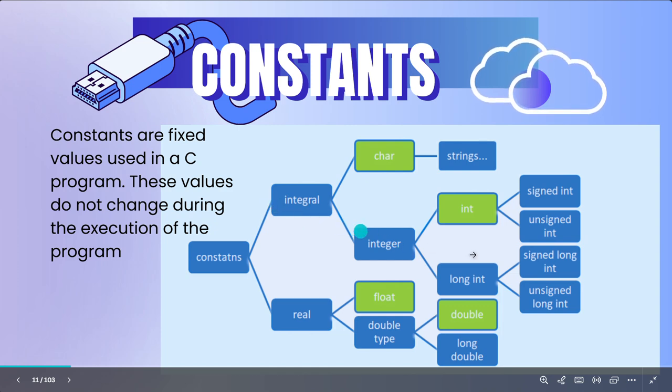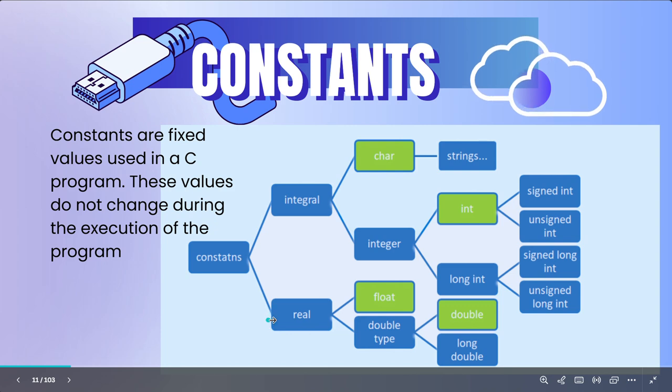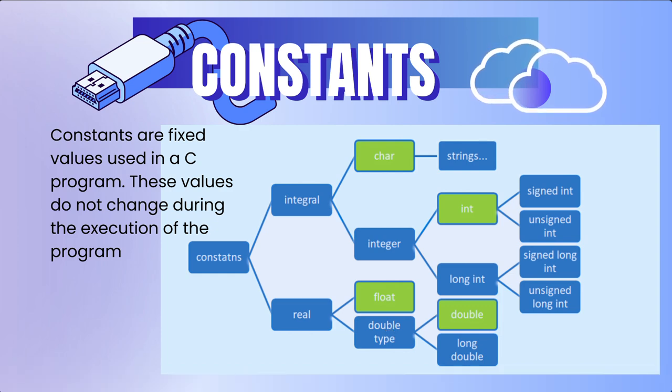This completes the integer part. Now the real part, or the fractional part. There are two data types, float and double. Double has again two categories, double and long double, which will use more storage. So these are all the constants.